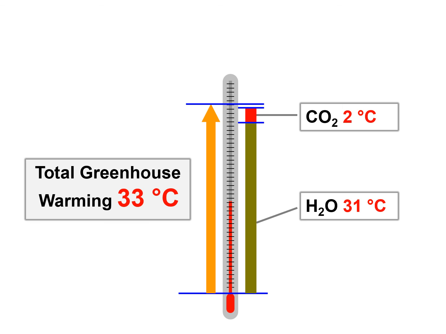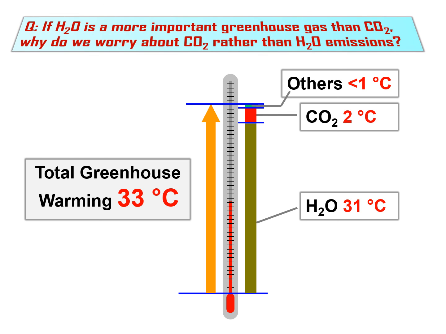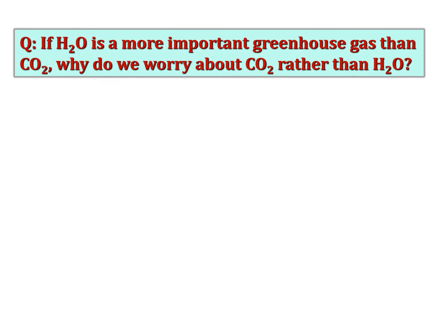Now the question: water vapor contributes so much of this greenhouse warming. Why don't we care about it? CO2 just contributes less than 2 degrees C. Why do we care so much? Why don't we care about the water vapor, but we care about CO2? Tell me the reason.